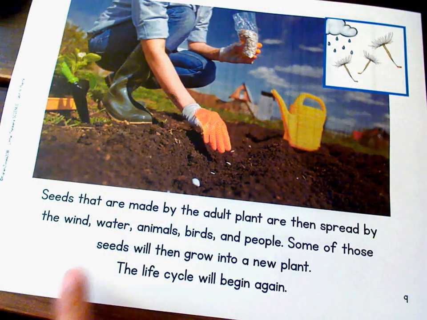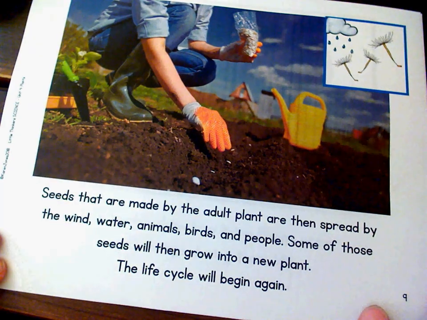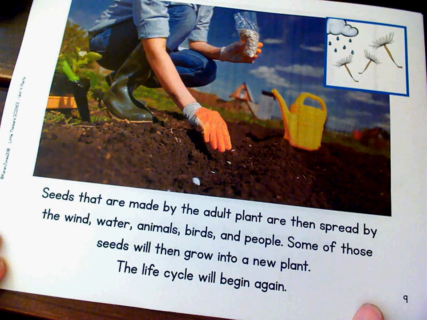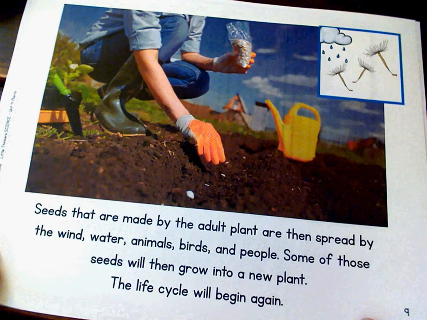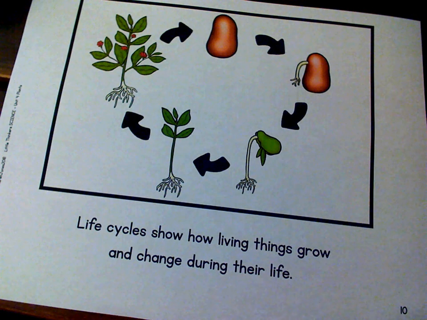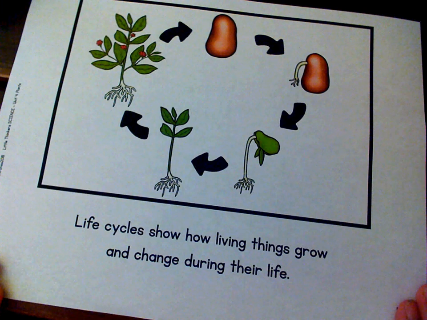Seeds that are made by the adult plant are then spread by the wind, water, animals, birds, and people. Some of those seeds will then grow into a new plant, and the life cycle will begin again. Life cycles show how living things grow and change during their life.